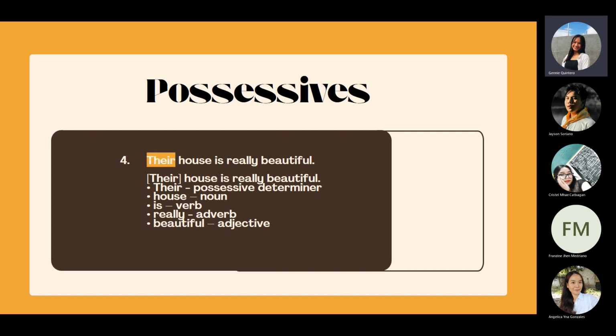So the word their has been put in a bracket because it is the possessive structure word. Possessive happens by the presence of the possessive determiner plus the remainder: the noun plus verb plus adverb plus adjective. So the possessive determiner, noun, verb, adverb, and adjective are underlined because it is proving that these are the words that made the structure.